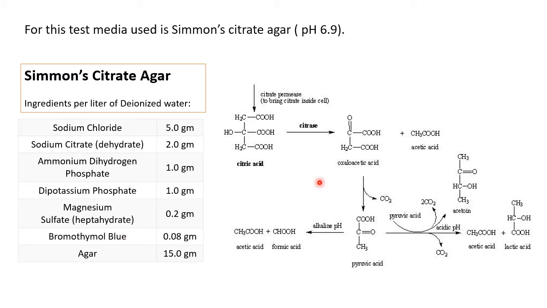Now this is the reaction. You can see bacteria that have the ability to produce the citrate permease enzyme. What happens? This enzyme brings citrate inside the cell. Now the citric acid is converted by the citrase enzyme to oxaloacetate plus acetic acid, oxaloacetate to pyruvic acid, and then the pyruvic acid enters the metabolic pathway to gain energy.